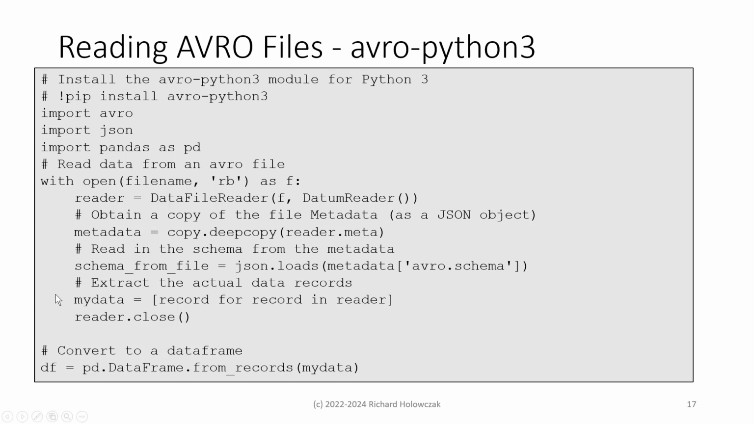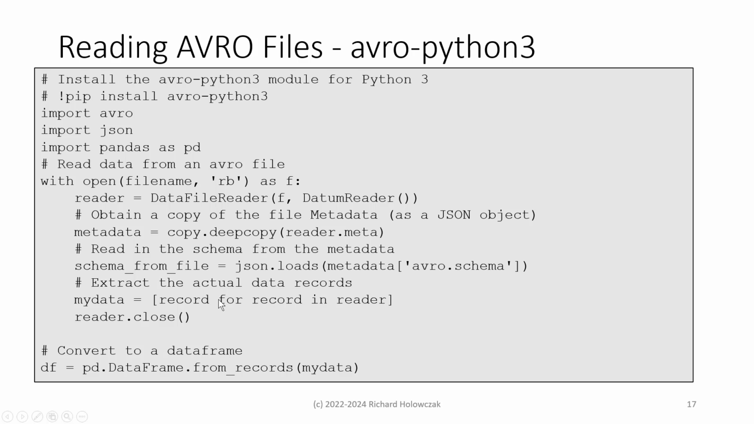You can then express that schema in a variable here called schema from file using the JSON loads function that we get from the JSON library. And then you can actually get the data. So my data here would result from iterating over all of the records that you find in the reader. And then of course you close out that reader. By the time this is all done, my data is holding all of our data records, and then we can use this function called fromRecords and then assign it to a data frame.